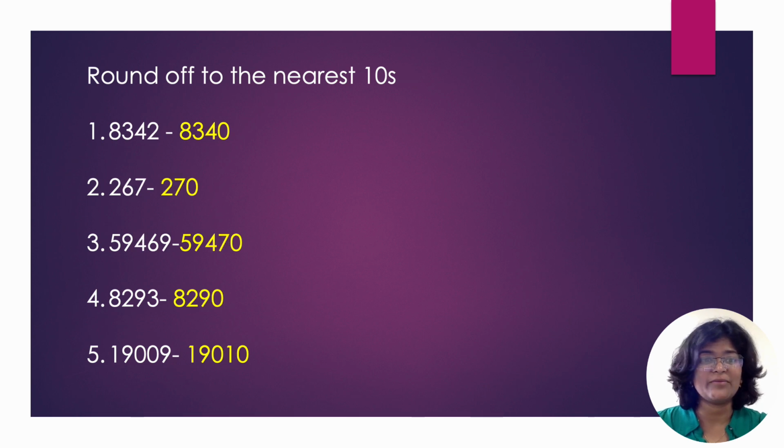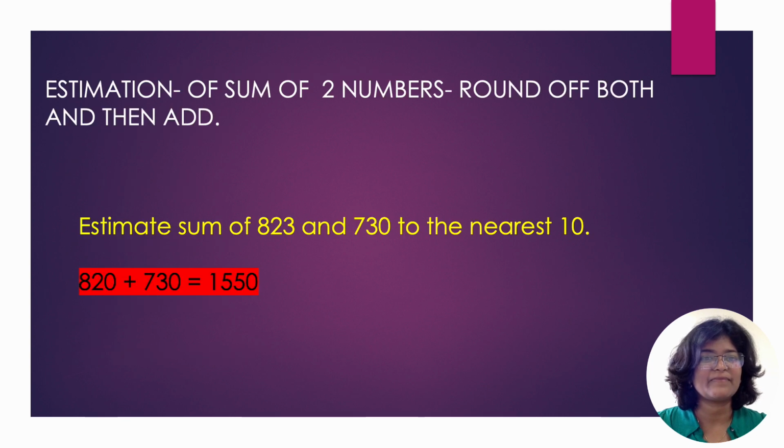Now let's try this one. How do we round off to the nearest tens? 8,342 becomes 8,340. 267 becomes 270. 59,469 becomes 59,470. 8,293 becomes 8,290. 19,009 becomes 19,010. We're rounding off to the nearest tens.